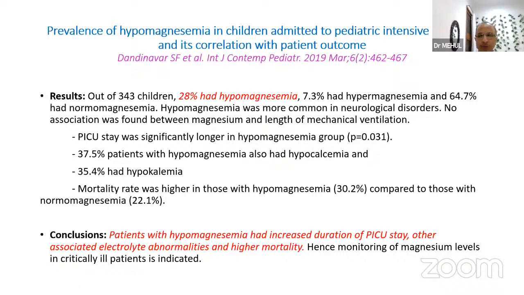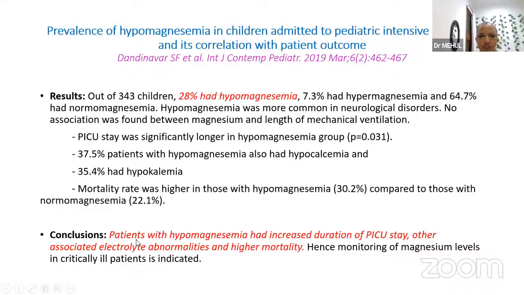This was correlated with various parameters. And what they found was the length of stay in children with hypomagnesemia was definitely longer. 1/3 of patients with hypomagnesemia also had hypocalcemia. 1/3 of these patients with hypomagnesemia also had hypokalemia. And as we know that all these 3 electrolyte disturbances can contribute to cardiac arrhythmias and sudden cardiac arrest. Mortality rate was higher in those with hypomagnesemia, 30%, as compared to those with normomagnesemia.